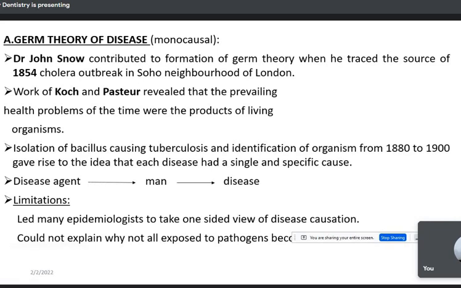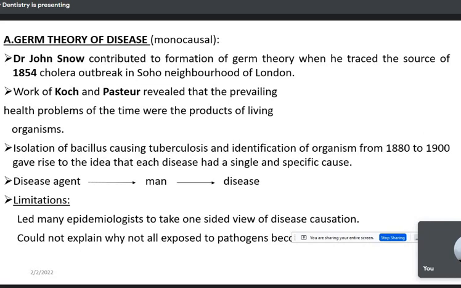The work of Koch and Pasteur revealed that the prevailing health problems were the product of living organisms. The isolation of the bacillus causing tuberculosis and the identification of organisms from 1880 to 1900 gave rise to the idea that each disease had a single and specific cause. So again, there is a disease agent and there is a human being. Whenever they both are exposed, it causes the disease. That is the main thing about the germ theory.